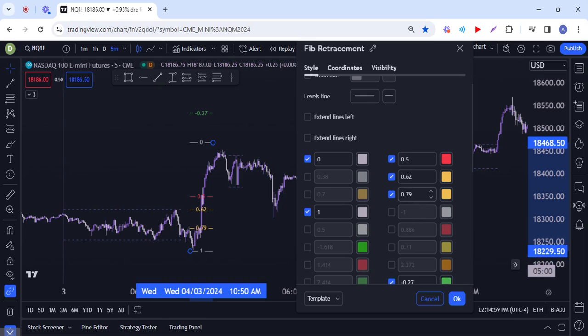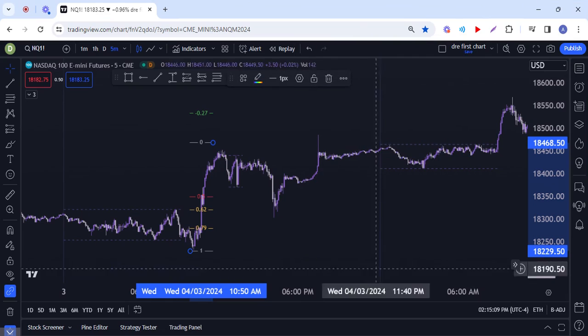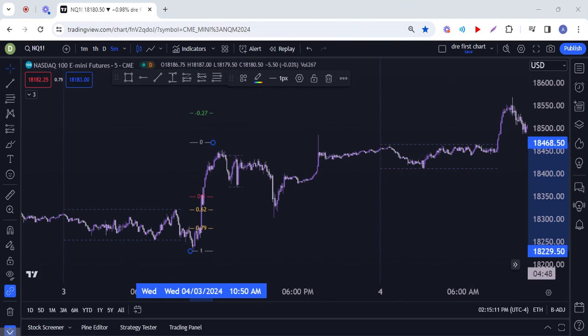So you want to be looking, if price retraces and continues in the direction that it was going, to get in between this optimal trade entry of 0.62 to 0.79. This is going to give you, ideally, the best risk to reward. So when do you use the optimal trade entry? Well, you want to use it when price has created a swing high and low, and you're looking to follow in and enter on that trend when price retraces.